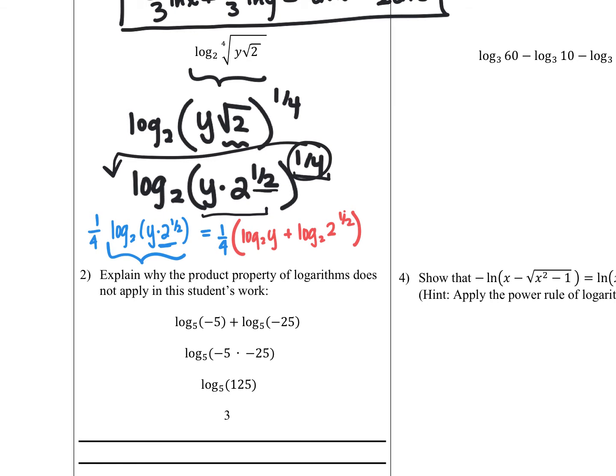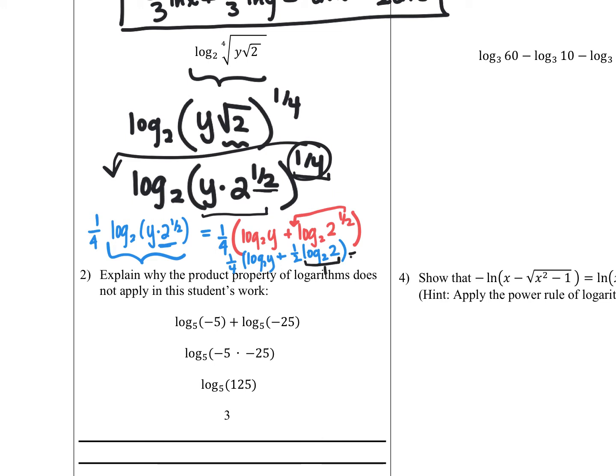And so we have that power inside our log, inside the parenthesis, I mean. So that 1/2 can go to the front, again, by that power rule. So we're going to have a 1/2 log base 2 of 2, and this is log base 2 of y, all that times 1/4. Now remember that log base 2 of 2, that's saying 2 to what power makes 2? That's just going to be a 1.